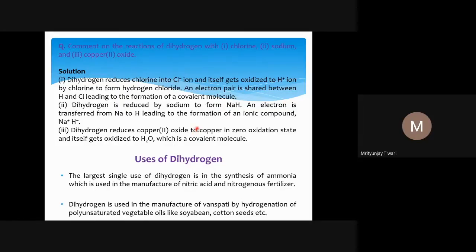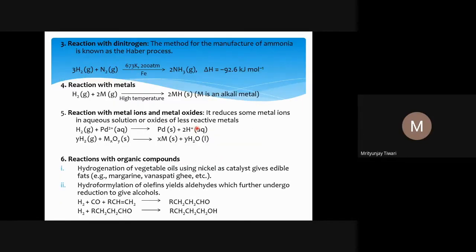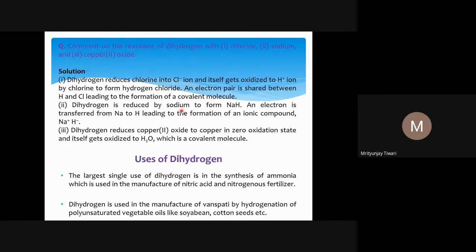So hello students, we have seen some basic properties of hydrogen, some physical and chemical properties of hydrogen, and also what the different isotopes of hydrogen are, their relative abundance, and other things. And at the last, we have seen this question that I'll again start with.